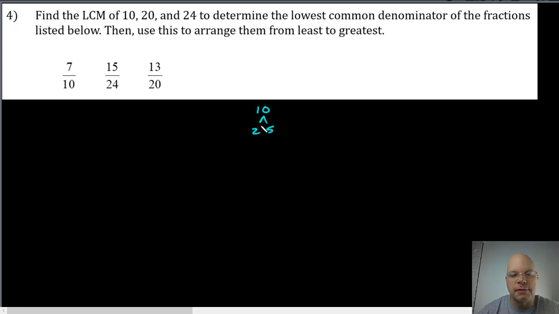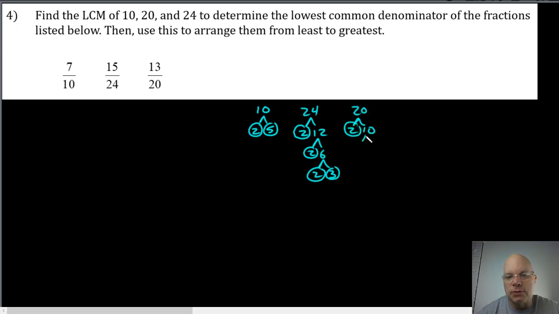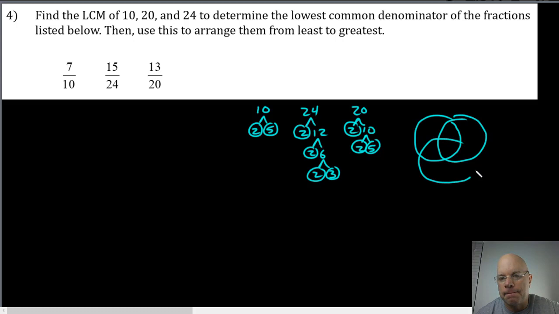10 is 2 multiplied by 5. 24 is 2 multiplied by 12. 12 is 2 6s. And 6 is 2 3s. 20 is 2 10s. 10 is 2 5s. Make your Venn diagram for 10, 24, and 20, and then look for prime factors that are common to all three.